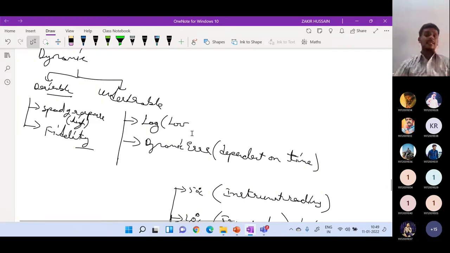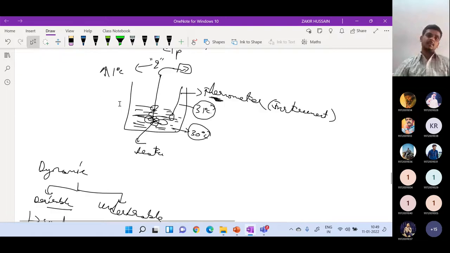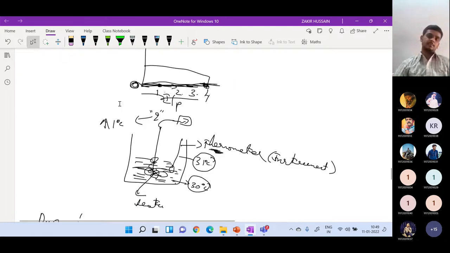The lag needs to be very low. The lag is nothing but a retardation or delay in the response of the instrument to an instantaneous change in the input. Then dynamic error is nothing but the true value of the quantity changing with time minus the instrument reading. So that's the summary of the dynamic and static characteristics.